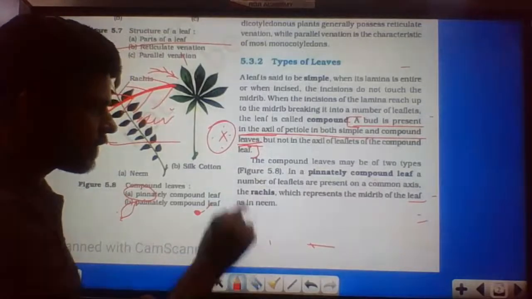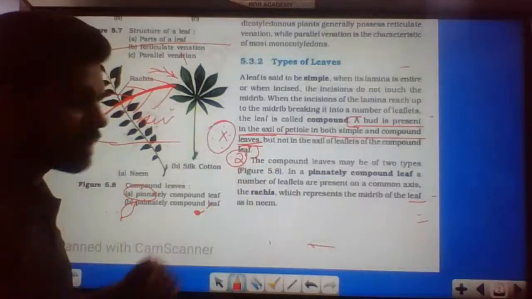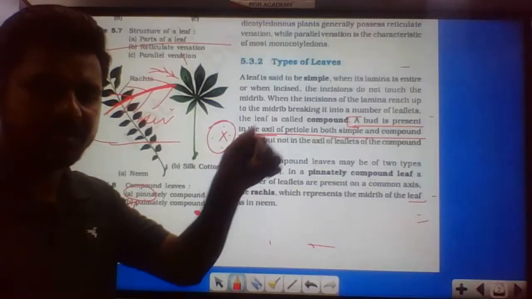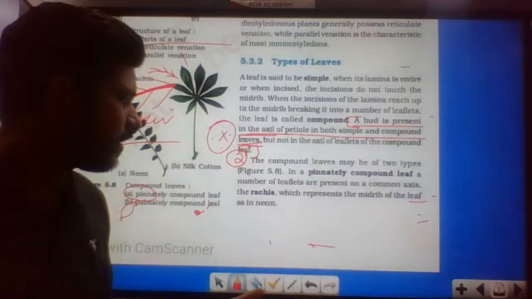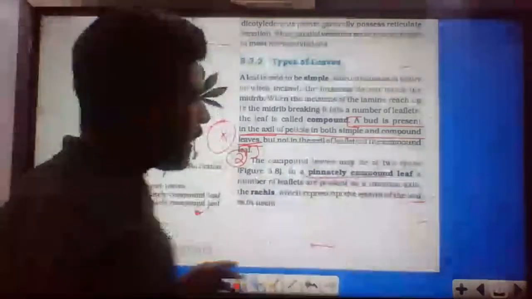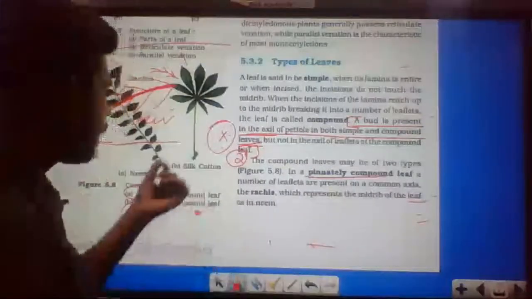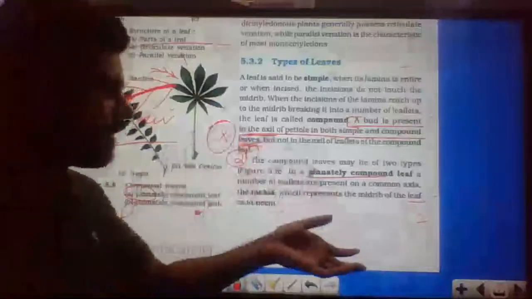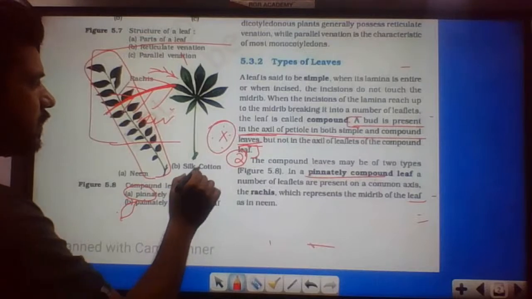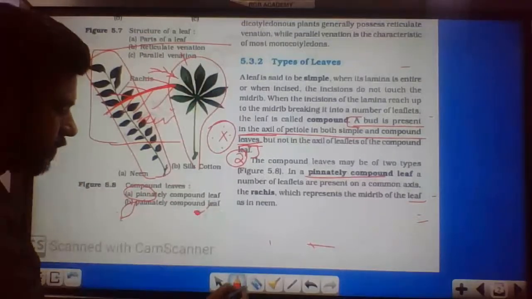And second one is compound leaves and their classification. So already we discussed what is a compound leaf. If the incision touches the midrib, they are compound leaves. Under compound there are two types, pinnately compound and palmately compound. So we have two examples, pinnately and palmately. Okay, this is a pinnately compound leaf, this is the palmately compound leaf.